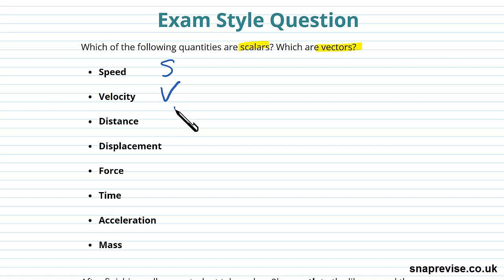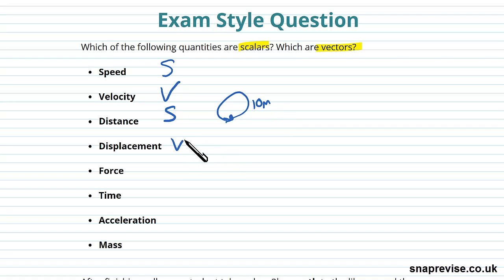Distance, we see, is a scalar. Distance simply measures the path taken between point A and point B. So if you start in the same position you finished in, if that took you 10 meters, your distance traveled was 10 meters.